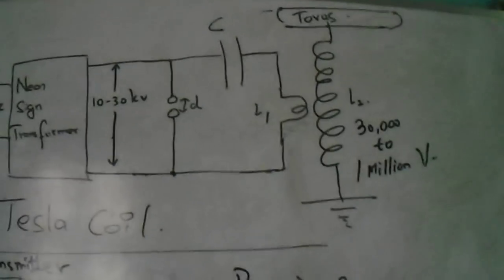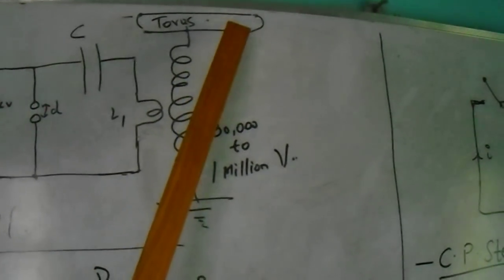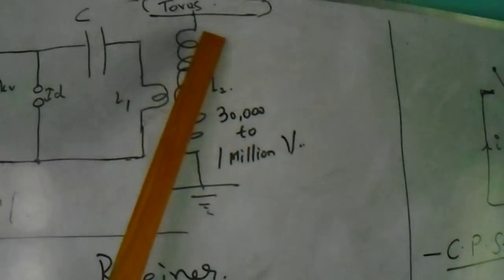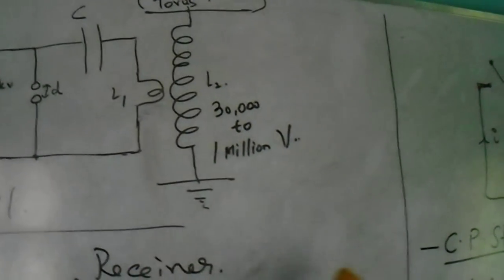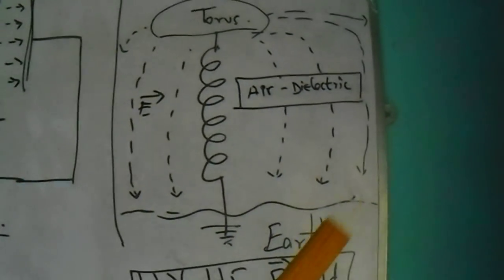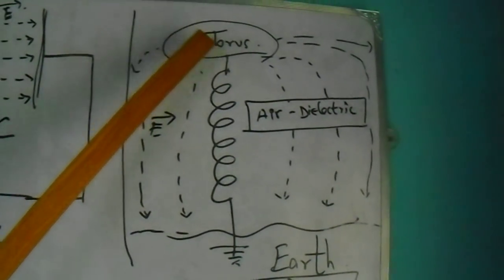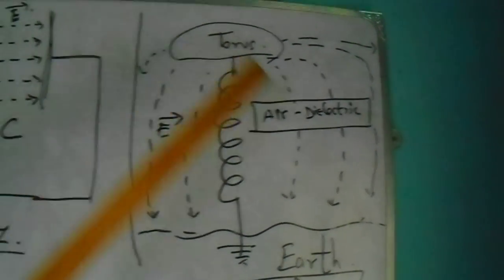Now where are the scalar waves generated? Which part? The answer is, it is being created in the torus, or the metallic object which you place at the top of the L2 coil, and the earth. If you don't understand what I'm saying, I'll show you this diagram. What you see here is the L2 coil, and you connect a metallic object at the top of the L2 coil, which I call here the torus, and you have earth.